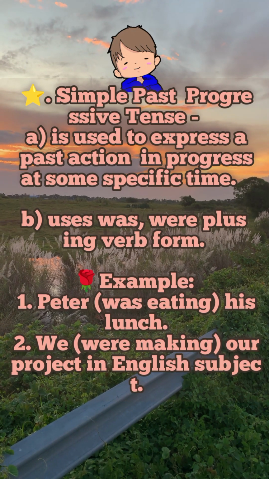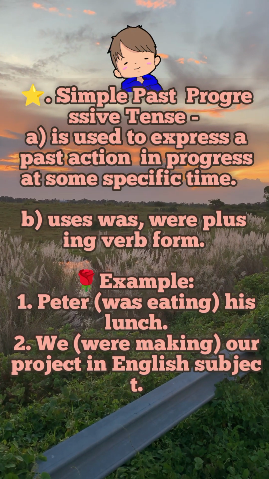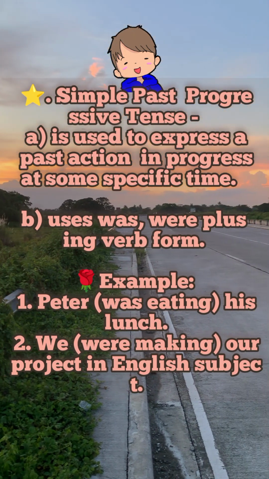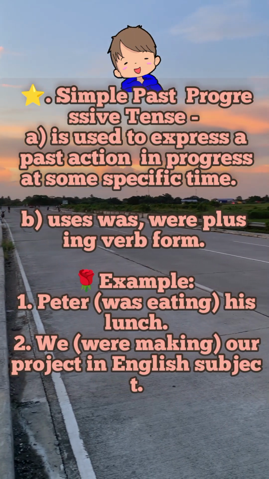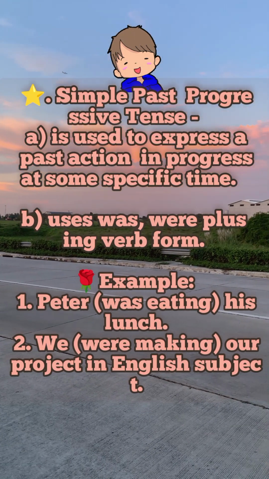Simple past progressive tense is used to express a past action in progress at some specific time. It uses was, were, plus ing verb form. Example: 1. Peter was eating his lunch. 2. We were making our project in English subject.